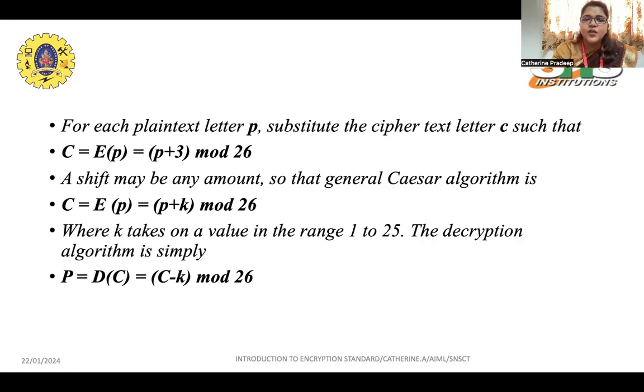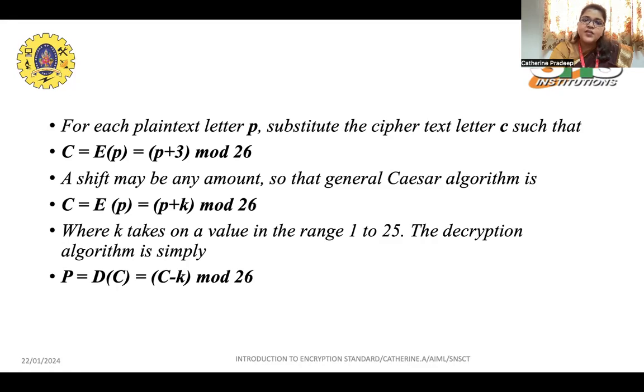So the equation goes like this, where C is the ciphertext. For each plain text letter P, substitute the ciphertext letter C such that C is equal to the encryption of the plain text. How do we encrypt? We take P plus 3, three shifts, mod 26, because the alphabet is always 26 letters. The shift may be of any amount in the general Caesar algorithm. The shift you are doing, here three, is called the key.